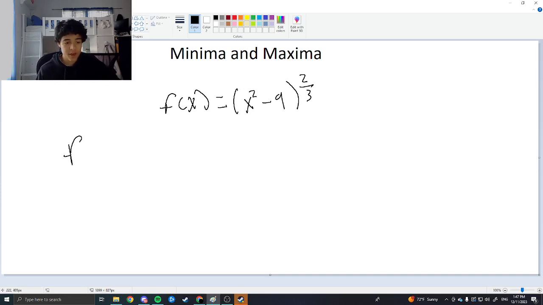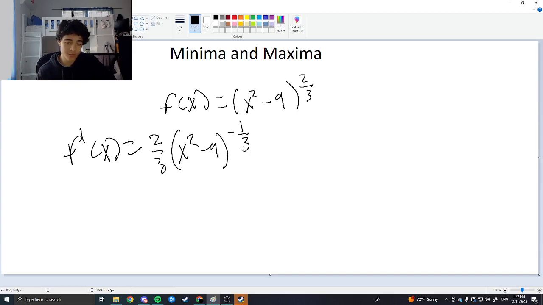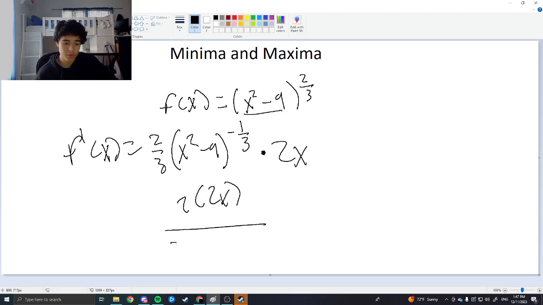We'll get f prime of x equals, this is chain rule, you bring the 2/3 to the front. So we have 2 over 3 times (x squared minus 9) to the power of negative 1 over 3 times, and we have to derive the inside, and we'll get 2x. We can simplify this, we can move this down to the bottom because it has a negative exponent, and we can put this on top because it's multiplied. So we'll get 2 times 2x over 3 cube root of x squared minus 9. And if we want to simplify this more, we can make this 4x on top.